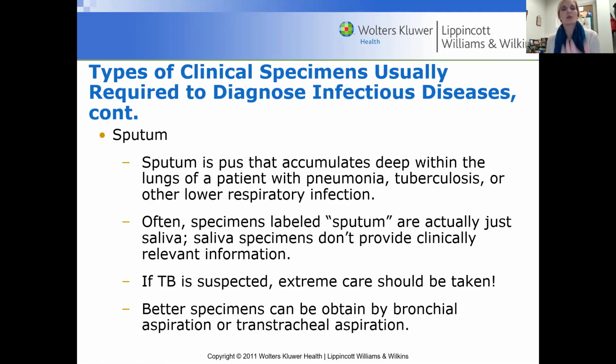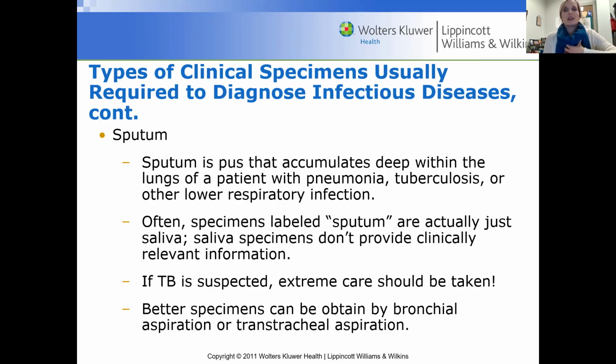Sputum is a pus that accumulates deep within the lungs of a patient that has a lower respiratory infection, such as pneumonia or tuberculosis, something that's deeper in the respiratory tract. So not to be confused with strep throat or sinusitis that affects the upper respiratory tract. Oftentimes, though, the problem is sputum specimens that are labeled as sputum are actually just saliva. Saliva specimens don't produce the relevant information that is needed.